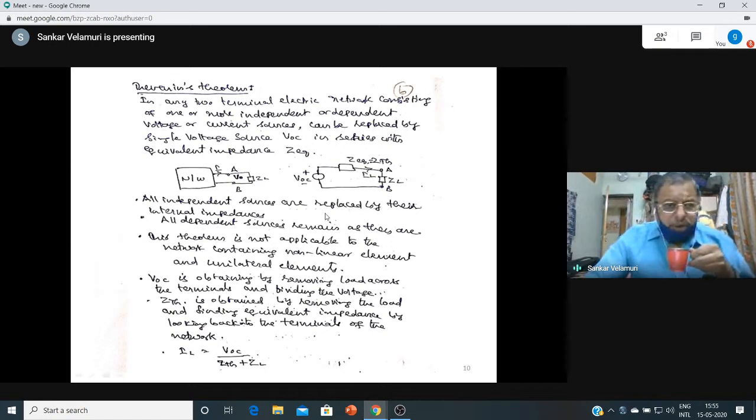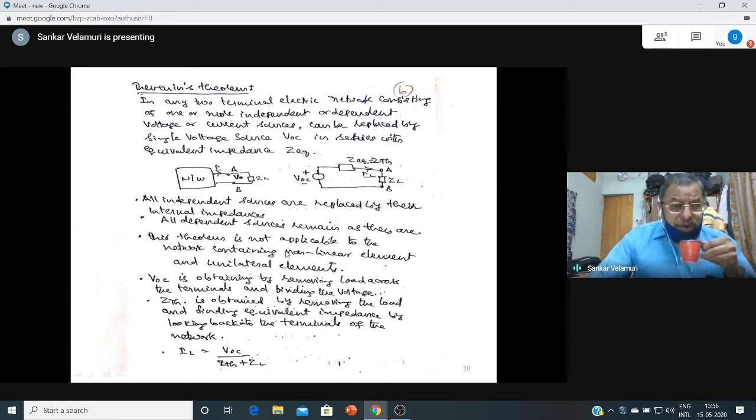All independent sources are replaced by their internal impedances as already stated, which is common for all the theorems wherever the replacement of the independent sources is to be done. This question is very important. All dependent sources remain as they are; they cannot be replaced. Yesterday somebody pointed that out, so that is indirectly answered in today's discussion also. Source transformation is not possible with respect to the dependent sources. That is the question that was asked.